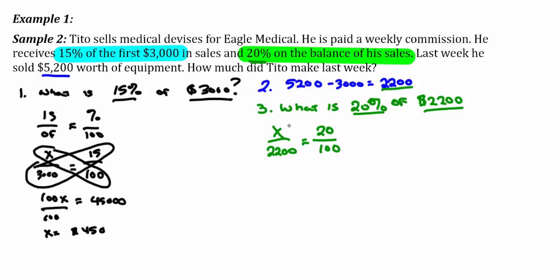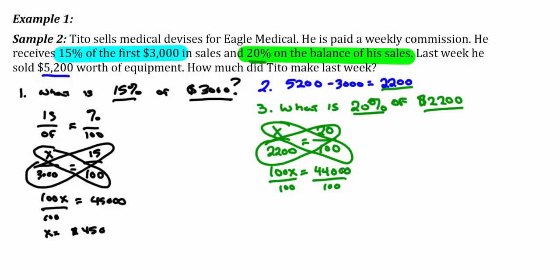Now we need to cross multiply to solve for x. We take 100 times x, which is 100x. And we set that equal to 20 times 2,200. Again, if you need a calculator, you could use it at this point. But that's going to give us $44,000. We'll divide by 100 to get x by itself. That'll cancel out the trailing zeros, leaving us with x equals $440.